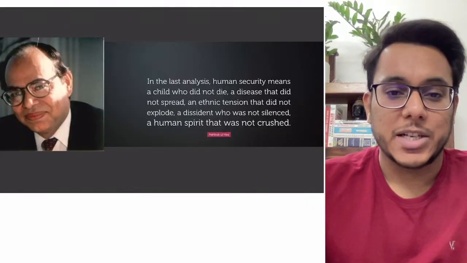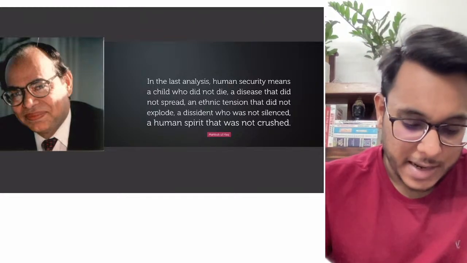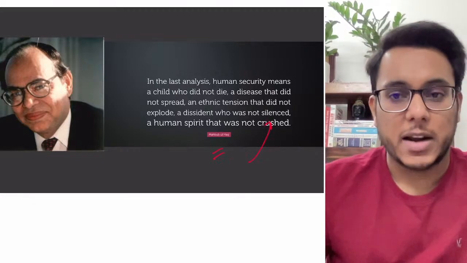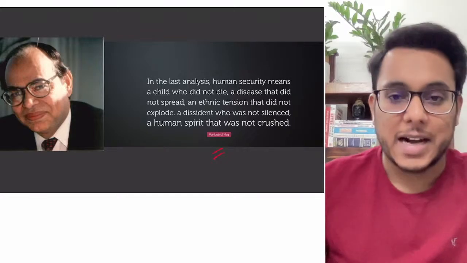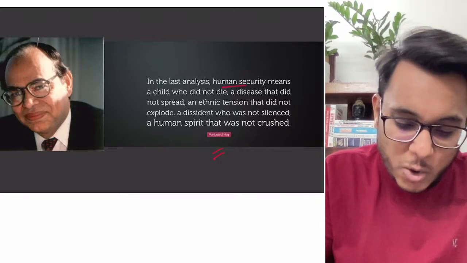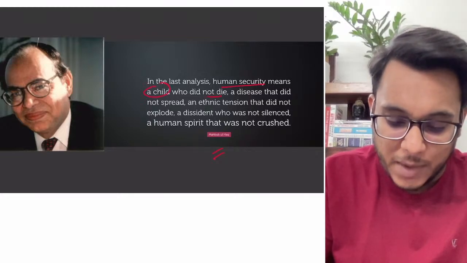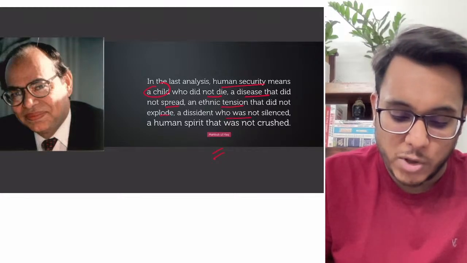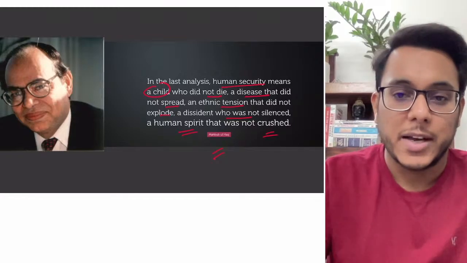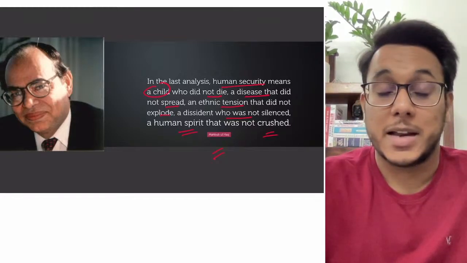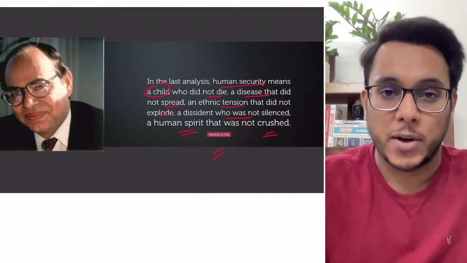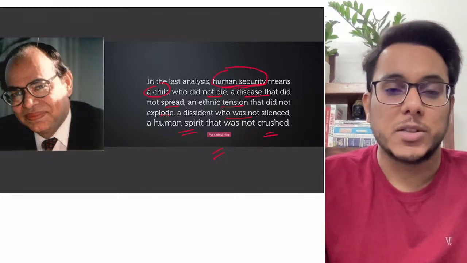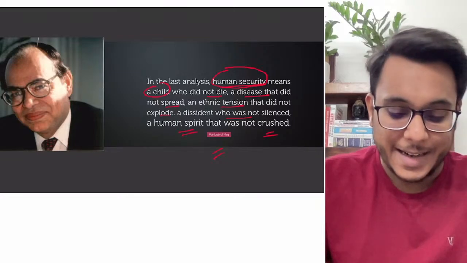But before that, let's take the GS quote. So first of all, taking up the quote, today we'll be taking the quote from Mahbub ul Haq. Mahbub ul Haq had given a very profound idea. He says that in the last analysis, human security means a child who did not die, a disease that did not spread, an ethnic tension that did not explode, a dissident who was not silenced, a human spirit that was not crushed. So he had talked not about national security or food security, but a very comprehensive idea, that is human security. Now the idea of human security is very wide and encompassing, and it includes all those things.